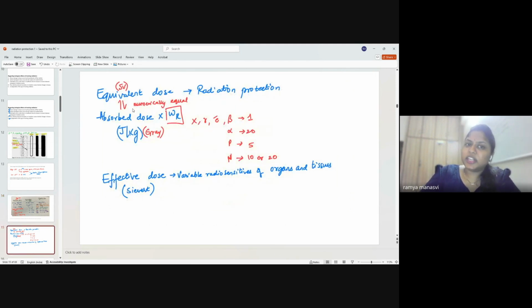Absorbed dose is in gray, but it is numerically equal. Only the unit is changed. So whenever we're talking about radiation protection, we're talking about equivalent dose only. Absorbed dose times radiation weighting factor is the equivalent dose. Whenever we're talking about effective dose, we are talking about the variable radiosensitivities of organs and tissues, because generally, whenever we are irradiating a part, there are different organs. Not all the organs have the same radiosensitivity. So for that particular organ, whenever we are talking about how much radiation has been exposed to it, we need to talk about the effective dose.